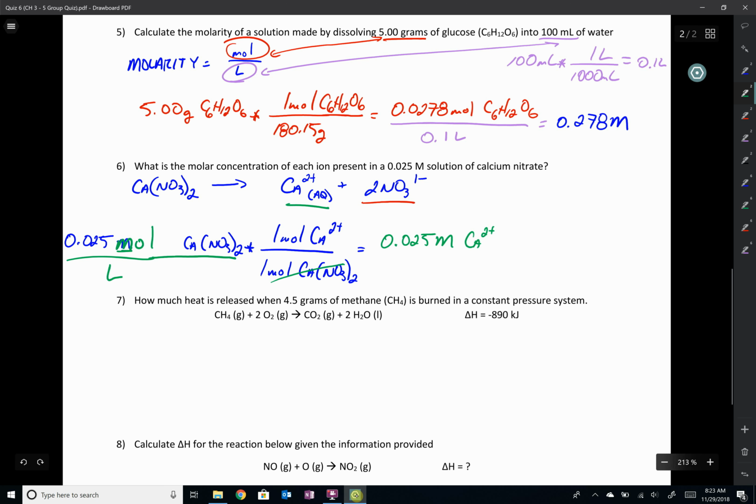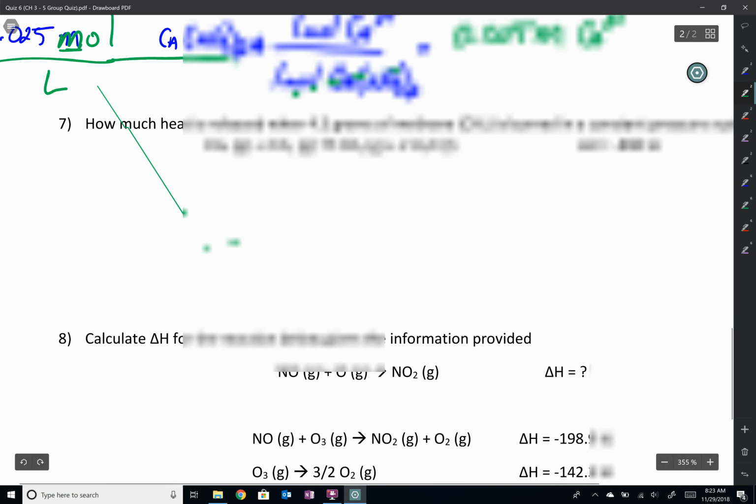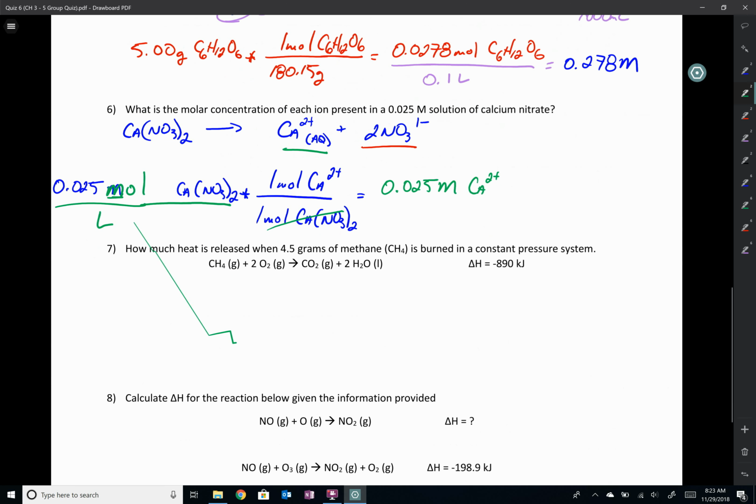Moles of calcium nitrate cancels out with moles of calcium nitrate, and then we're left with units of moles of calcium per liter. So let me just get rid of that so you guys can see the units here as we have them. Okay? So we converted molarity of the solution into molarity of the individual ion.